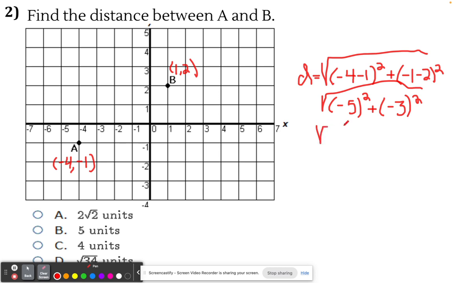So I'm taking the square root of 25, because -5 to the second power is 25, plus -3 to the second power, which is 9, or the square root of 34. So do we see that answer anywhere? Well, I do. I see it right here. Square root of 34.